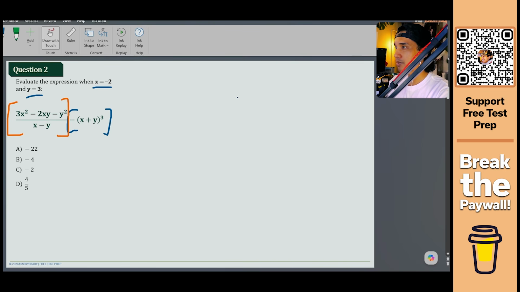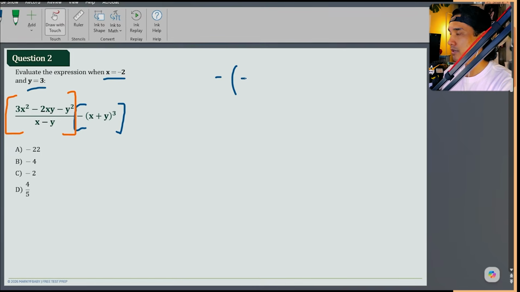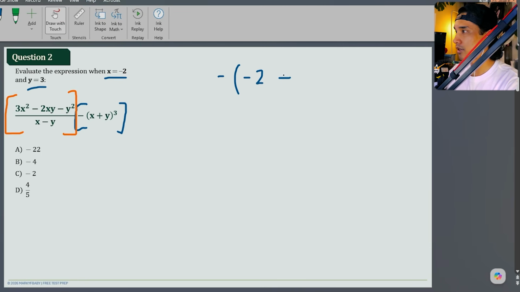So I'm going to plug in the x, which is -2, and then plus, and then y is equal to 3. And then we're going to cube all this. And look at this, we have a negative. So this negative gets distributed. And what I mean by distributed is, just imagine like a 1 right here. It's going to get distributed to whatever's inside here. But first, before I distribute it, I'm going to just solve what's in the parentheses. And that's super easy.